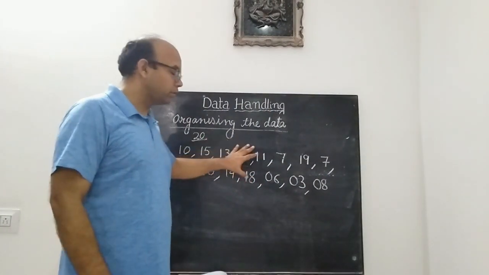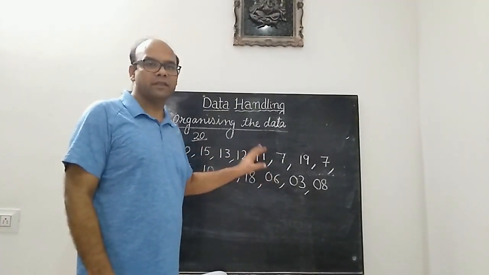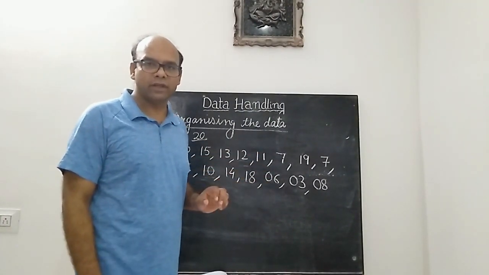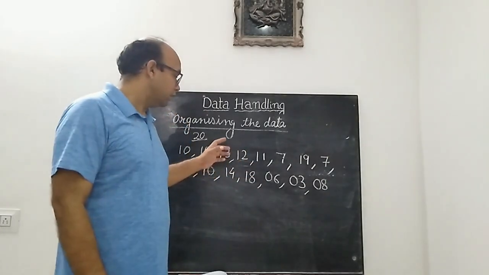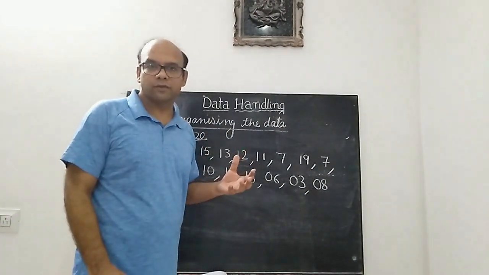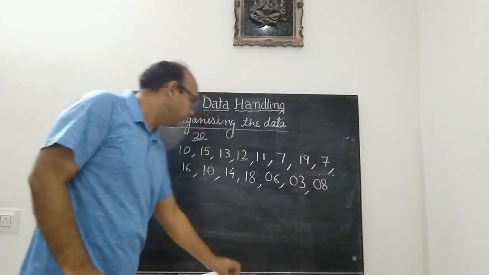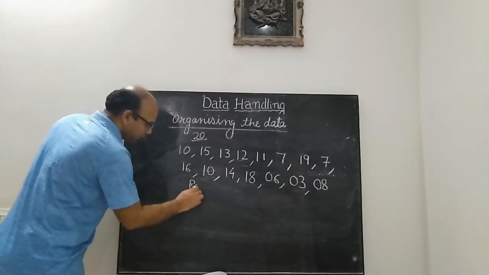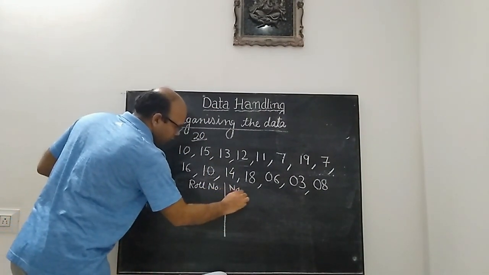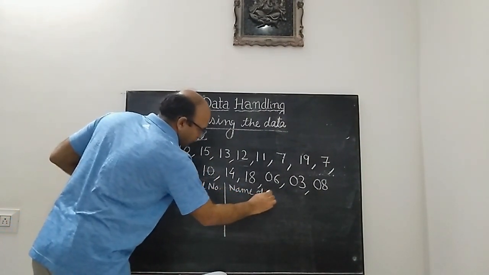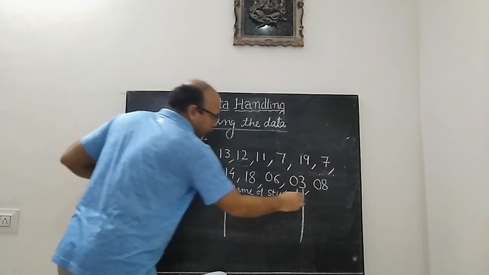You want to now record this information. If you look at these numbers, they will not properly give you the information. So what we try to do is, suppose in schools, the mark slips are prepared. In the mark slips, what do we do? We have the roll number, we have the name of the student, and we have the marks obtained.